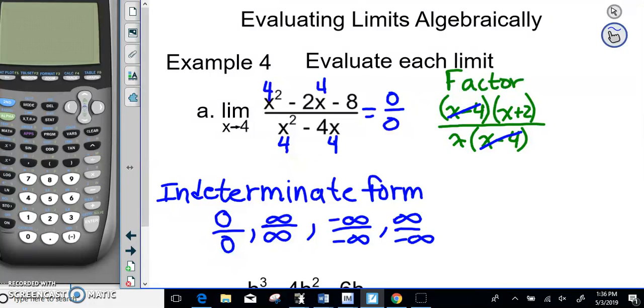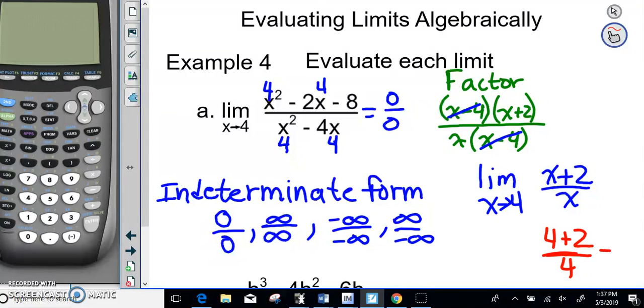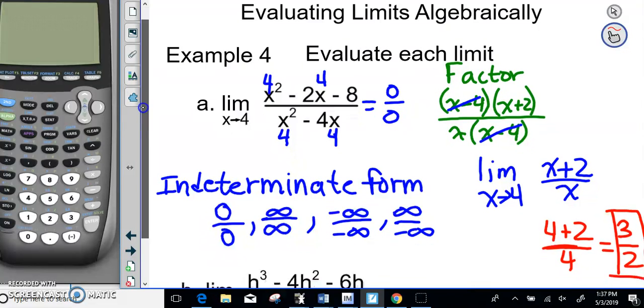So really what we're going to deal with for our limit is the limit of x plus 2 over x as x approaches 4. We're going to substitute 4 in for x here and get an answer. I'm going to do that really quick. Here we get 6 over 4, which reduces down to 3 over 2, and we're going to keep 3 over 2 as your answer. Pretty much all we're doing is just factoring. If you remember how to factor, you should be good.